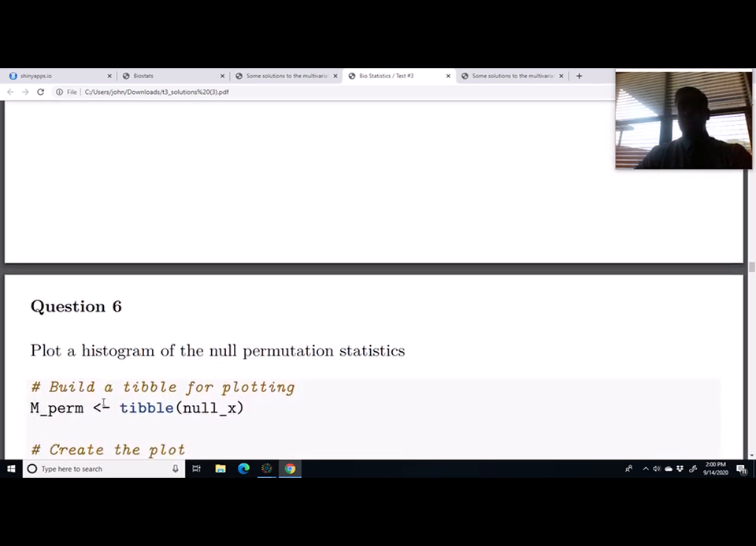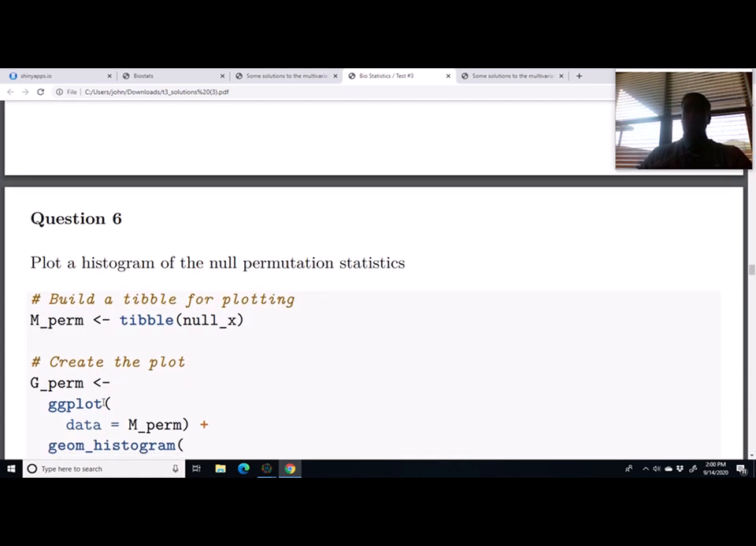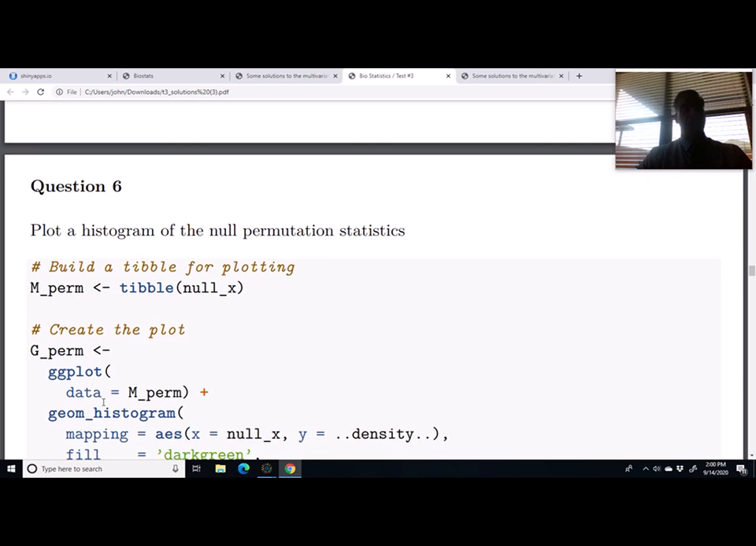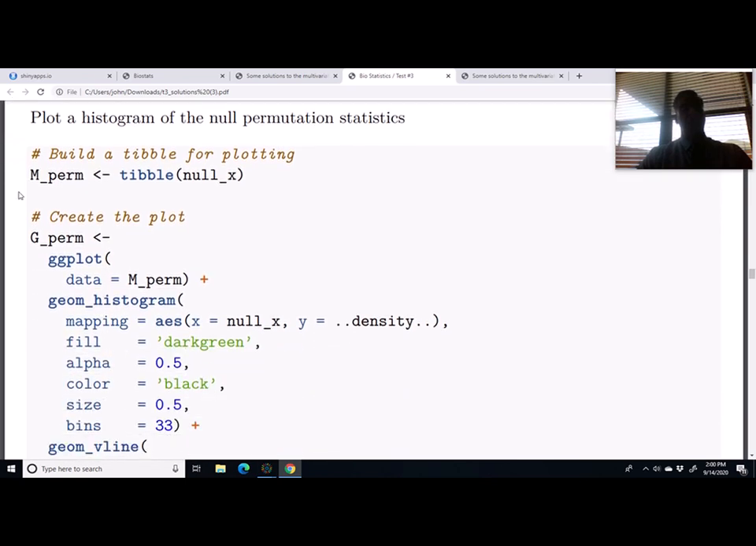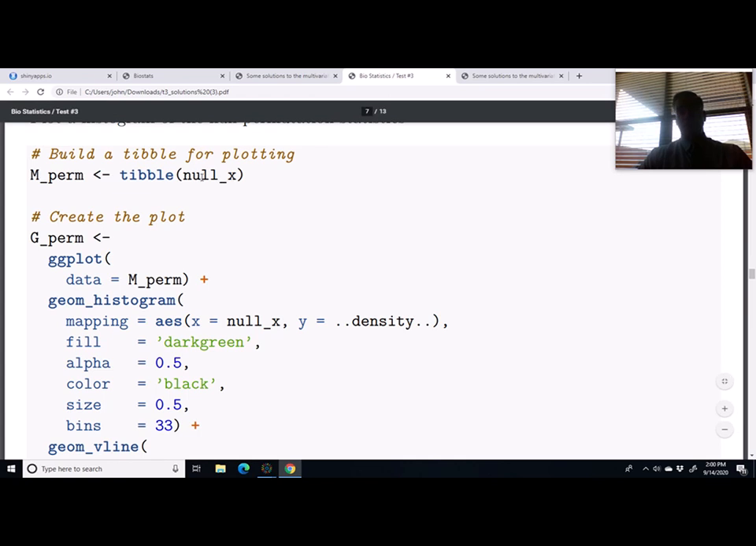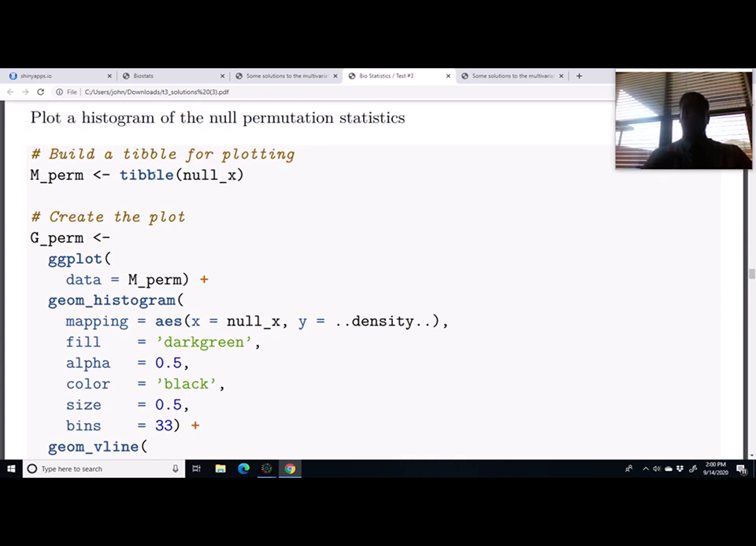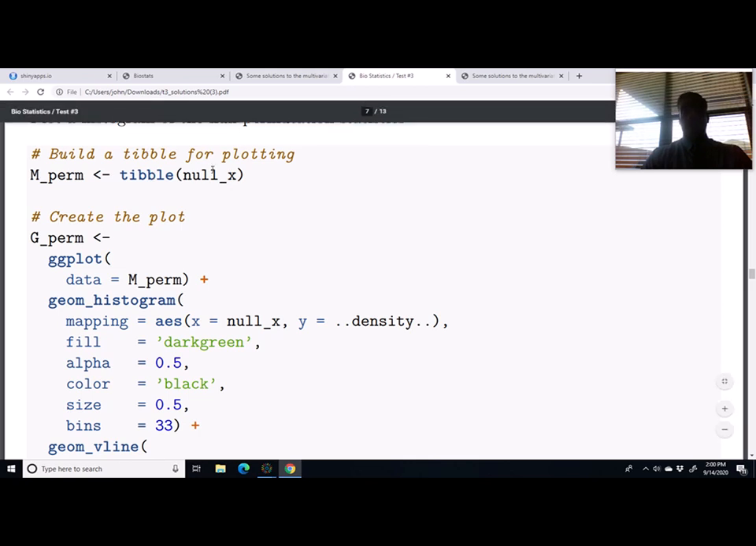The next step is to plot a histogram of the permutation statistics just to see what it looked like. So here we have M perm, a tibble with one column called null x. Remember that in a tibble, if you just supply a vector and you don't give it a name, the name of that vector will be whatever it already had. So here when I do ggplot, data is M perm, geom histogram, mapping equals aes, x is null x, and y is ..density..